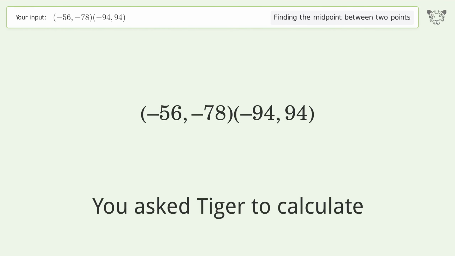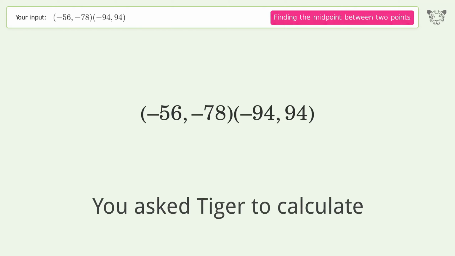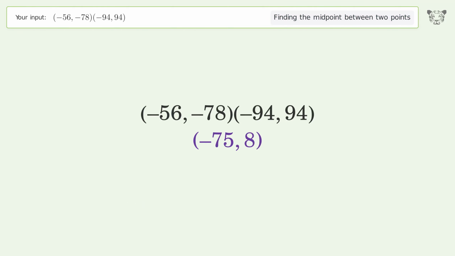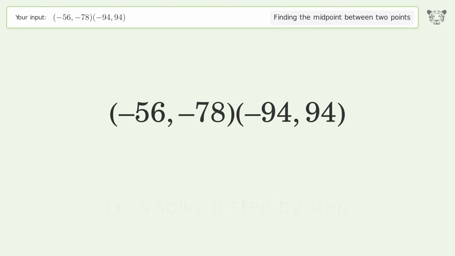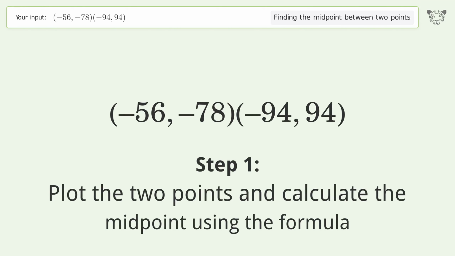You ask Tiger to calculate. This deals with finding the midpoint between 2 points. The midpoint between the 2 points is -75,8. Let's solve it step by step. Plot the 2 points and calculate the midpoint using the formula.